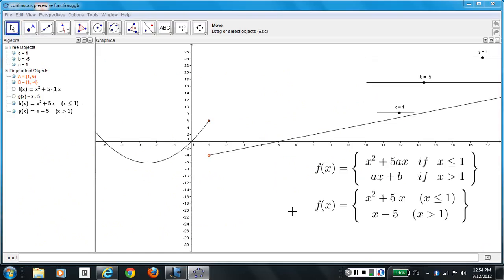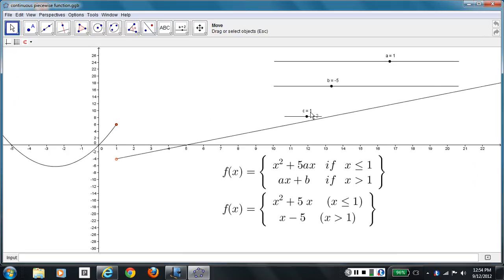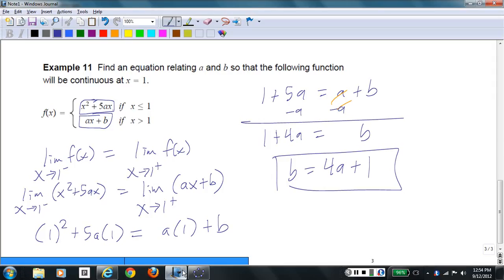Okay, so here is basically our piecewise function. That's how I defined these objects. We've got f of x equals x squared plus 5ax if x is less than or equal to 1, and ax plus b if x is greater than 1. And for different values of a and b, this is a different function. The graphs look different. We just want to choose a and b so that they satisfy the equation b equals 4a plus 1. So how about if we start with a equals 0?